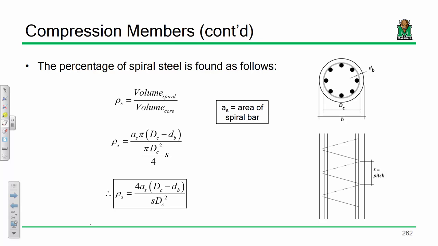For that h, we're just going to look at a single pitch of the spiral. Imagine that spiral going up forever; we're just going to look at a single pitch. So pi d squared over 4 times that will give you the volume of the concrete. As for the volume of the steel, this is a circular spiral going up and down the column, so we say it's pi d times the area, the area times that one revolution. So plug and chug, and that's what you get. Don't worry, we're going to go through an example. It's not too bad.